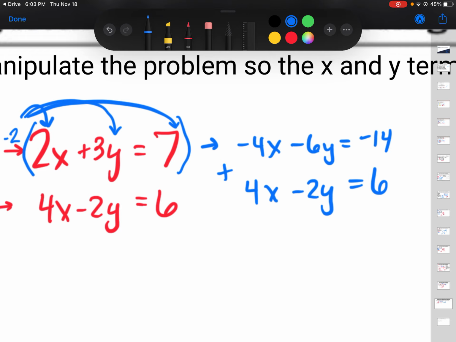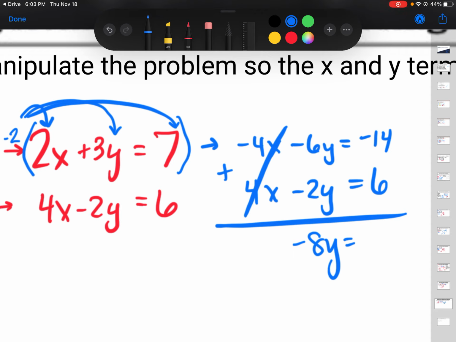Add them together. It's always addition here. Negative 4x plus 4x is 0. Negative 6y plus negative 2y is negative 8y. Be cautious with your positive and negative numbers. Negative 14 plus 6 is negative 8. Divide by negative 8, so y equals 1.